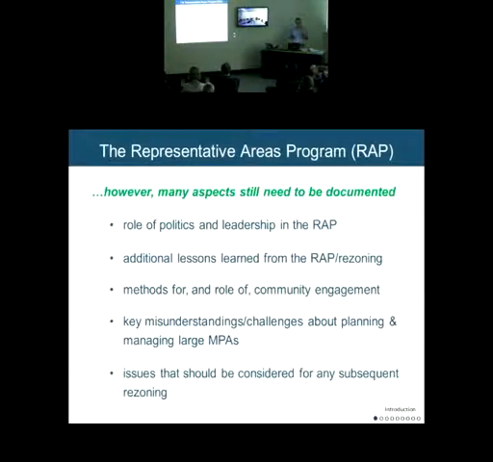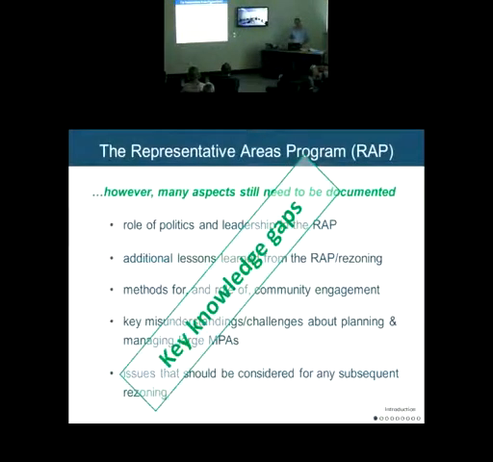And I think it's also important to think about a future rezoning. One day it'll happen. The law basically says the Great Barrier Reef Marine Park will have a zoning plan. We do have one, and it's doing a pretty good job, and I'll demonstrate that shortly. But down the track, if the Minister makes a decision, we need to think about the lessons we've learned from the current zoning for our next zoning. So I think these are what I regard as key knowledge gaps that I'd like to address during my thesis.